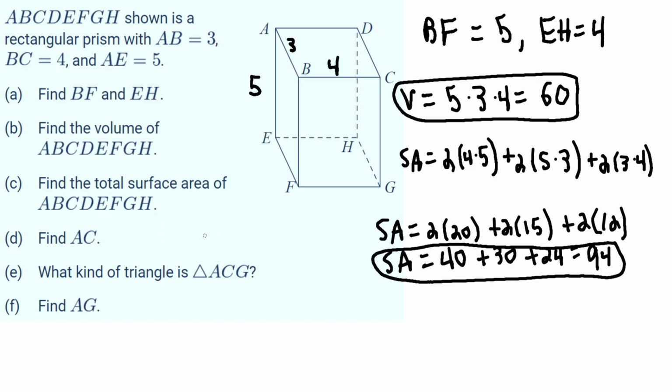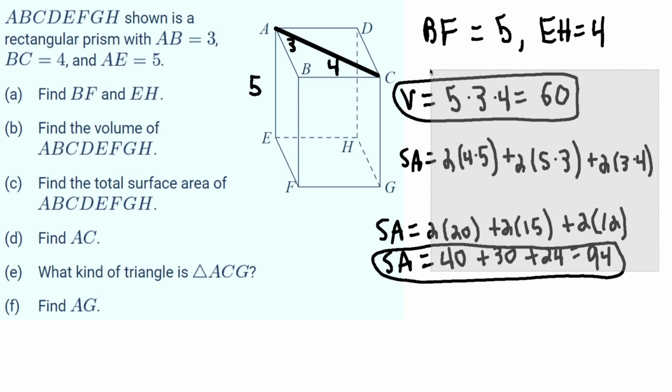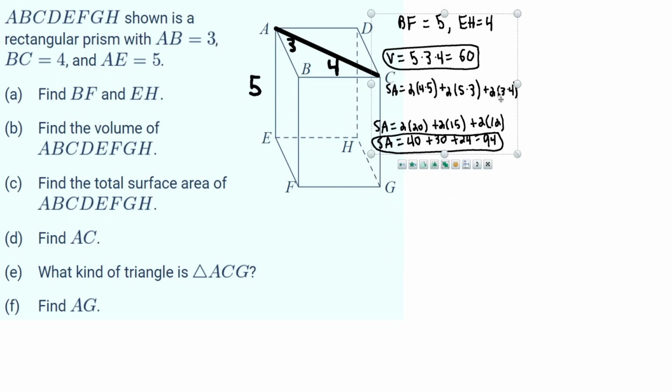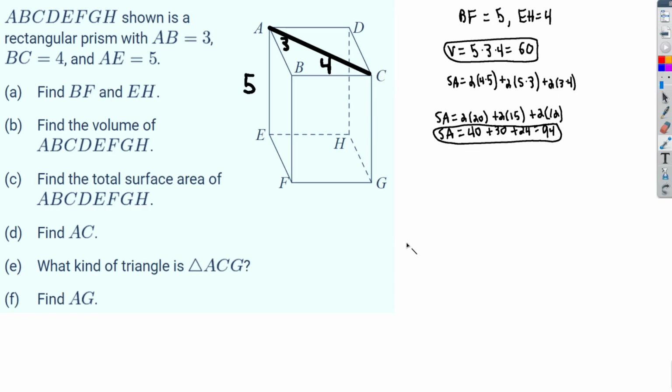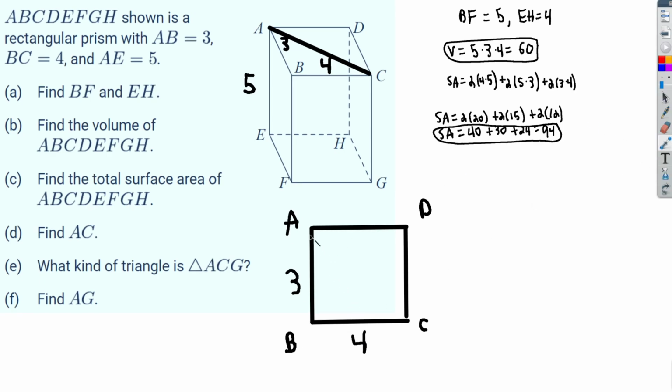Okay, now on part D, find AC. Now AC is a line going from, well, obviously A to C. Now, this, in my opinion, is easier to think about if we look at it as a two-dimensional rectangle instead of trying to examine the entire 3D object. So if I just draw out this rectangle like this, and I'm going to say that this is A, D, C, B, and AB is 3, BC is 4, and what I'm trying to find is AC.